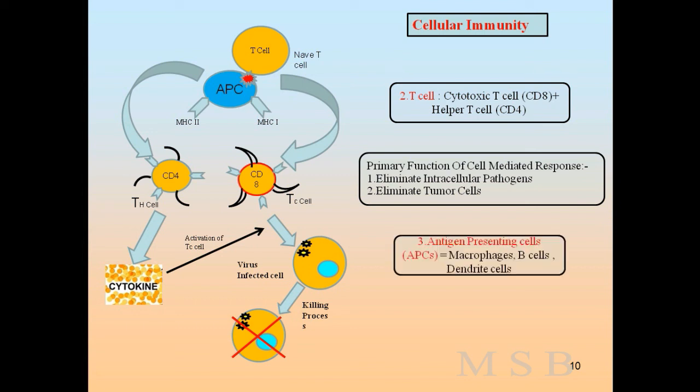The third type of cell in adaptive immunity is the antigen presenting cell, called APCs, which are macrophages, B cells and dendritic cells. The function of the antigen presenting cell is to present antigen to lymphocytes. In immunology, we need to understand the term antigen. An antigen is a foreign molecule that is recognized by the lymphocyte and initiates a response from them.